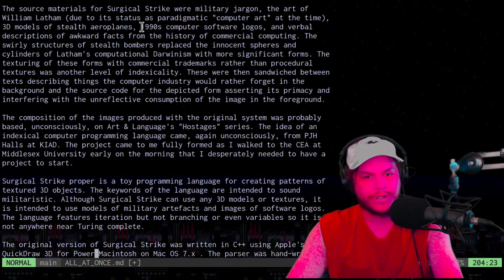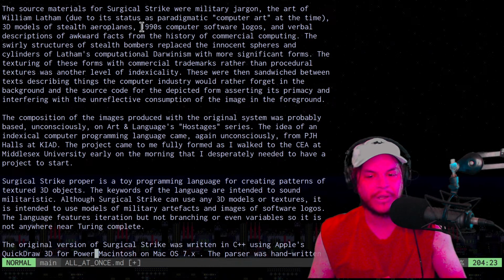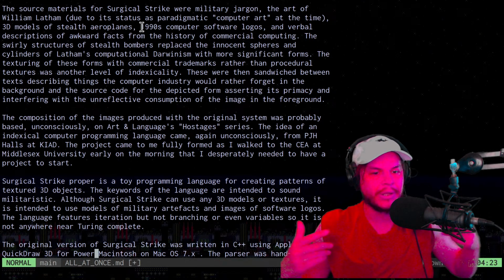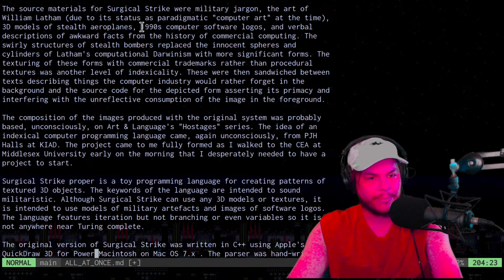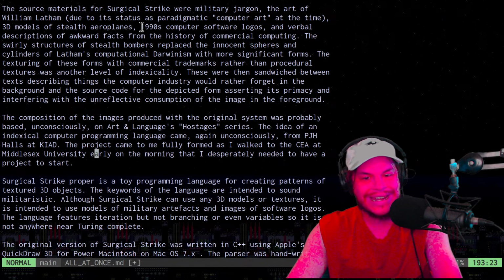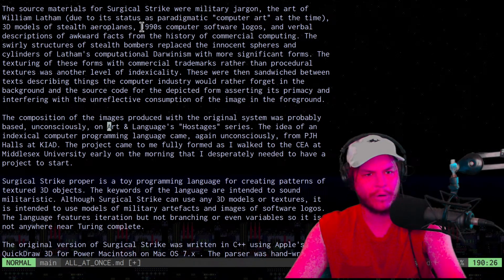Surgical Strike proper is a toy programming language for creating patterns of textured 3D objects. The keywords of the language are intended to sound militaristic. Although Surgical Strike can only use 3D models or textures, it is intended to use models of military artifacts and images of software logos. The language figures iteration, but not branching or even variable, so it's nowhere near even Turing complete.